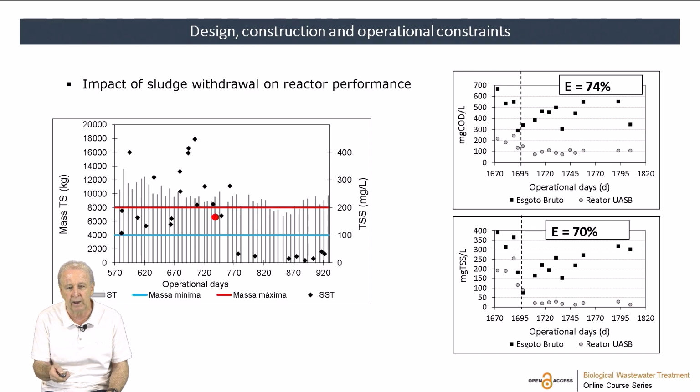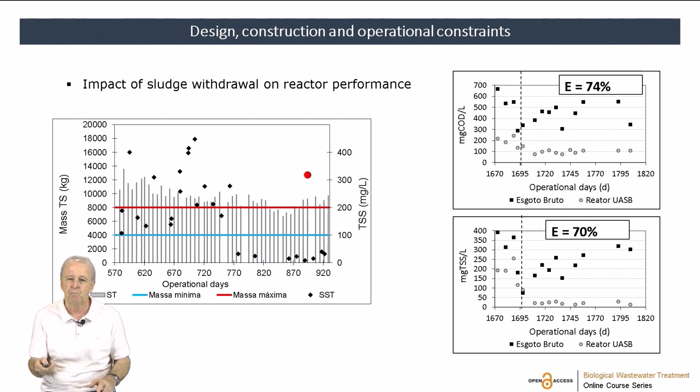But when we managed to instruct the operators to discharge more sludge and reduce the mass of sludge inside the reactor to its limit of around 8,000 kilograms, the concentration of suspended solids in the effluent decreased sharply, staying below maybe 50 milligrams per liter. So it's a clear example of how important sludge management is. And sludge management is totally dependent on the operators, but also on the dehydration unit.